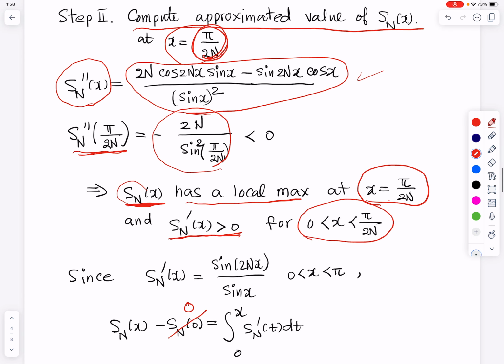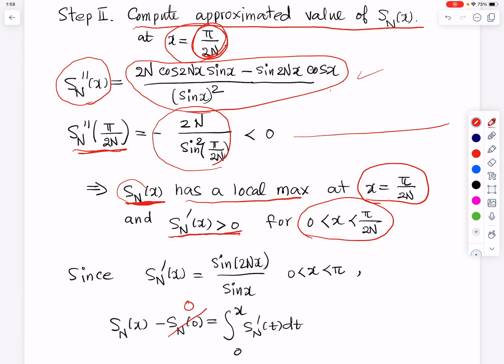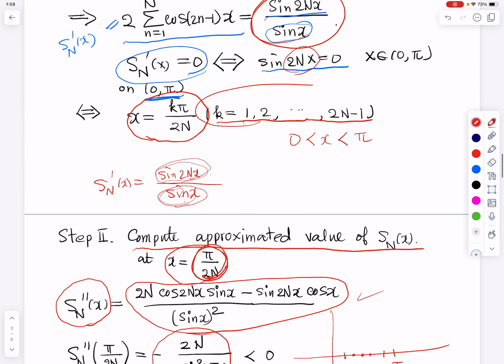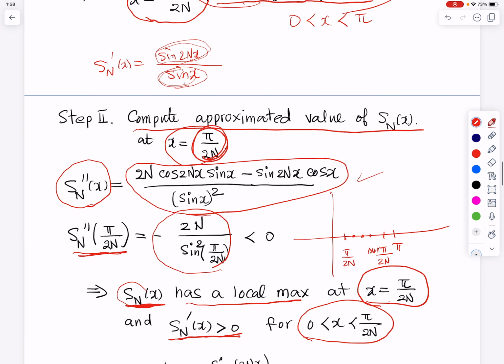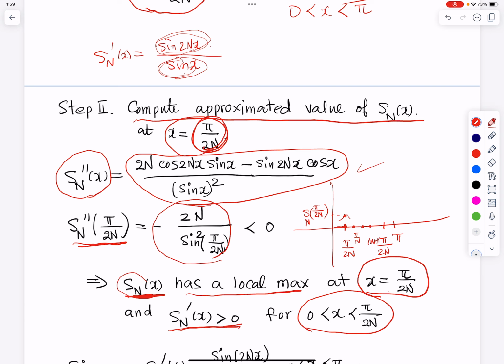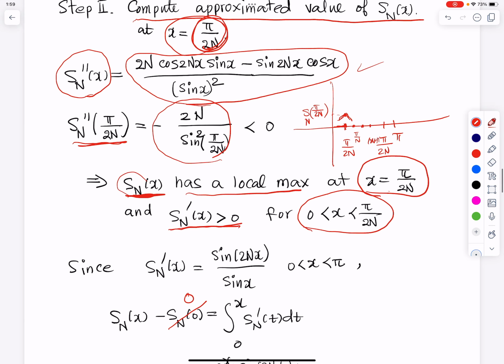Okay, so let me draw a picture. So I have here, this is pi, this is pi over 2n, here pi over 2n, and so on. We have so many points here, right? So what is the point? This point, 2 pi over 2n. So I have here pi over large n. Here, some point here. This is Sn of pi over 2n. So between here, the function is increasing. This is increasing and then decreasing because this is a local maximum. So local maximum, that's what I have.